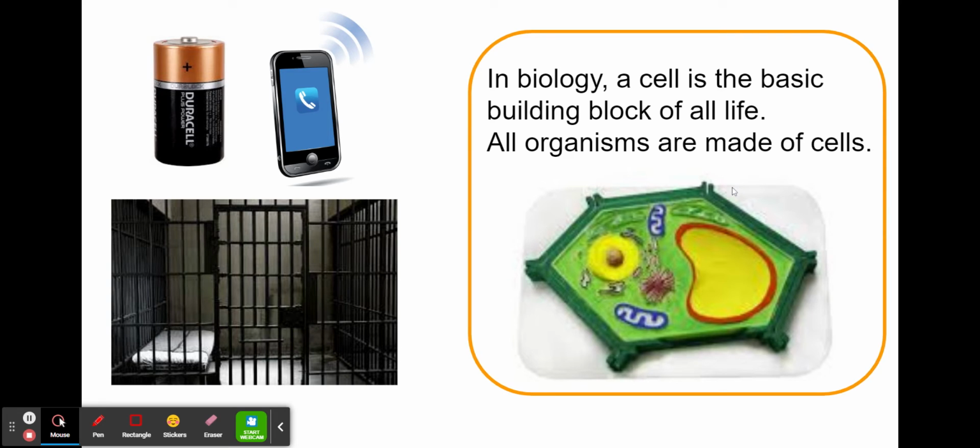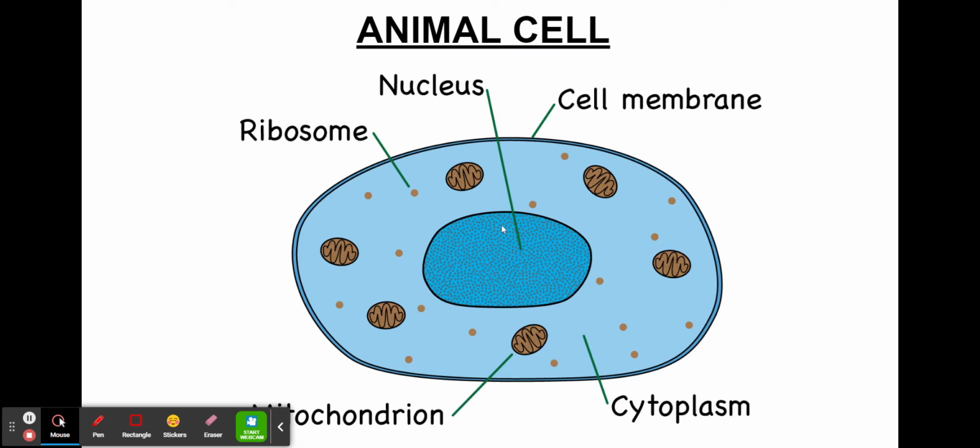We're going to have a look at what cells look like, what plant cells look like, what animal cells look like, and we're also going to look at some of the differences between animal cells and plant cells. Now, we're going to start off with animal cells.